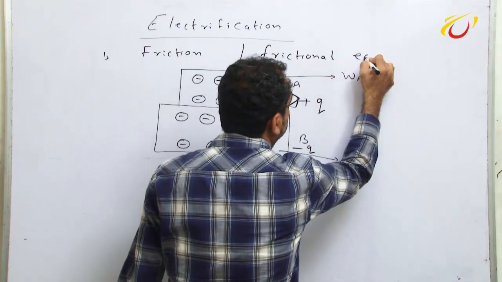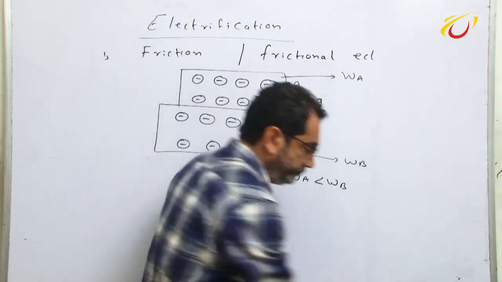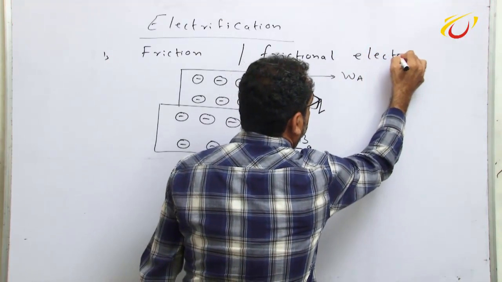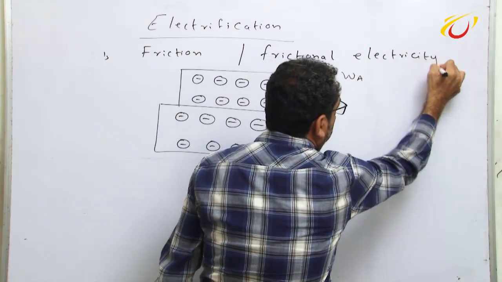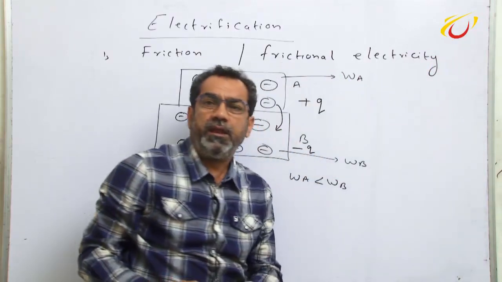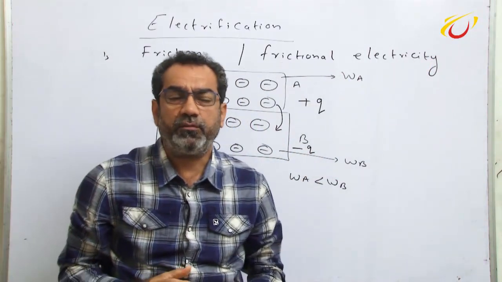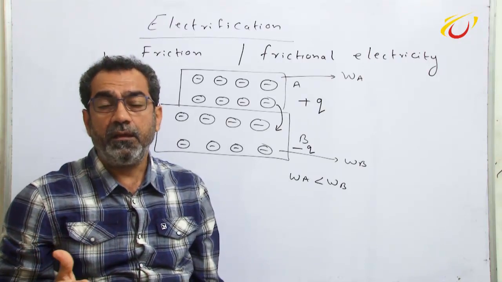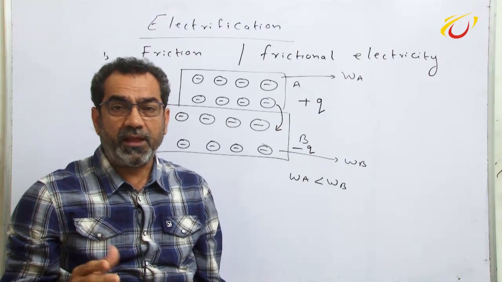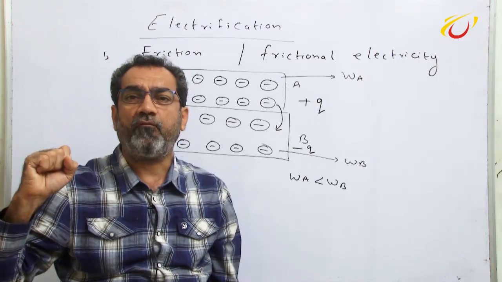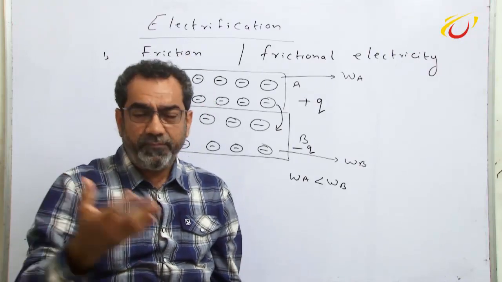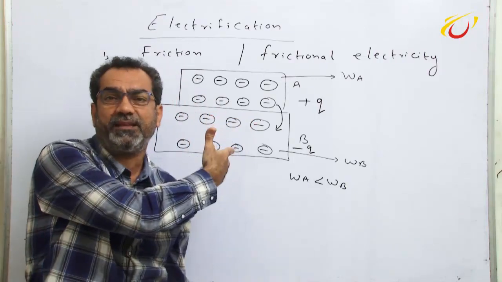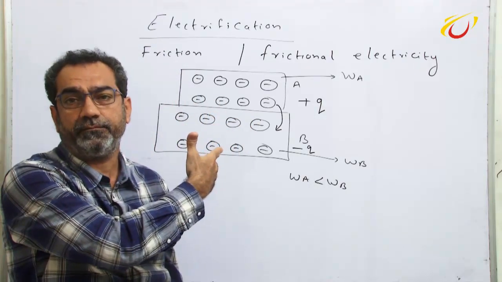Frictional electricity. In daily life, especially in the north, like Delhi and Rajasthan, in winter, sometimes if you just open the door of a car, you will get shocked. Even sometimes in Mumbai, you touch your friend, you will get shocked. This is purely the best example of electrostatics due to friction.